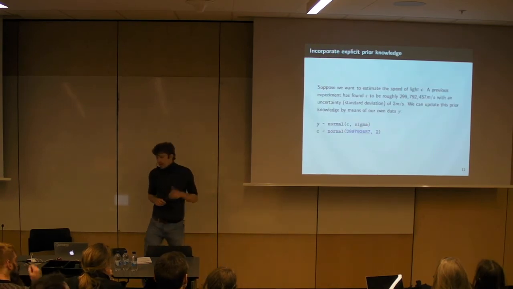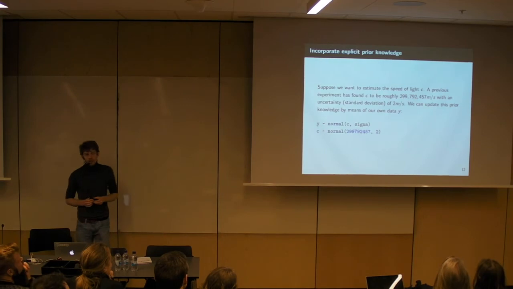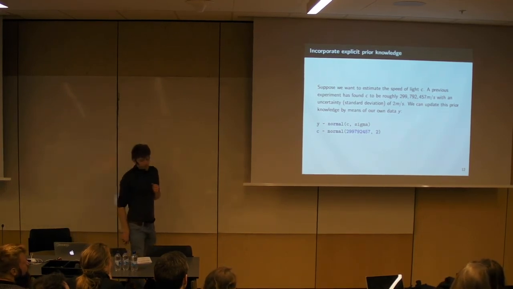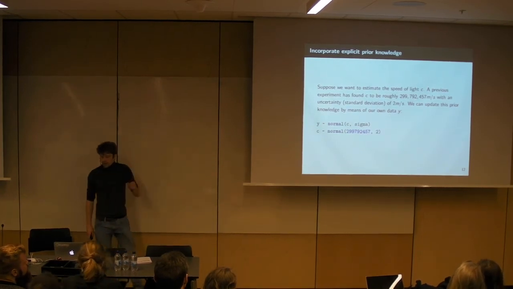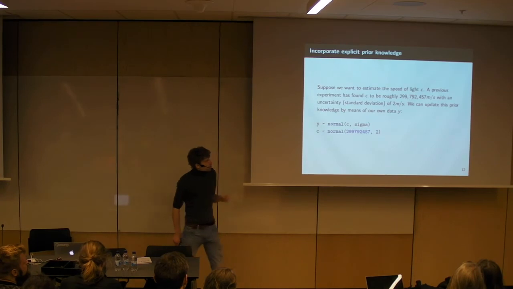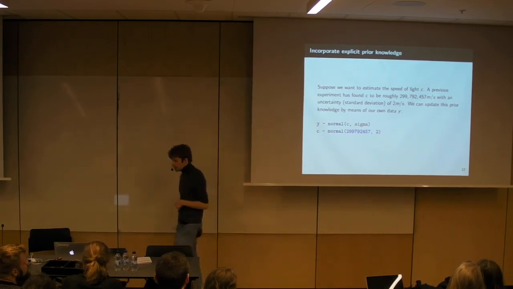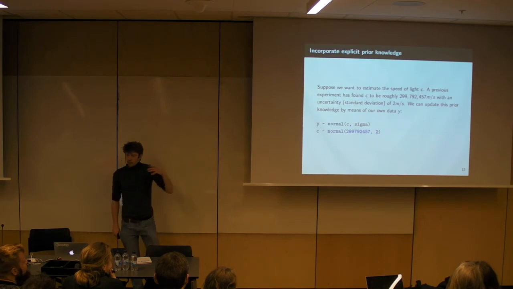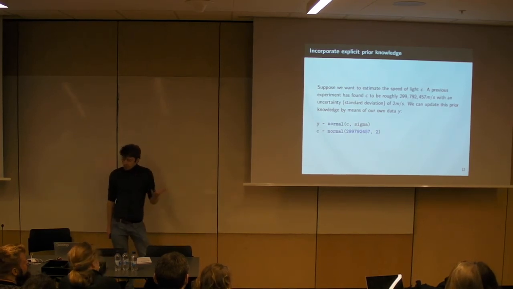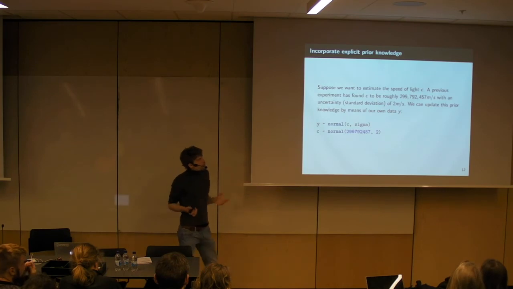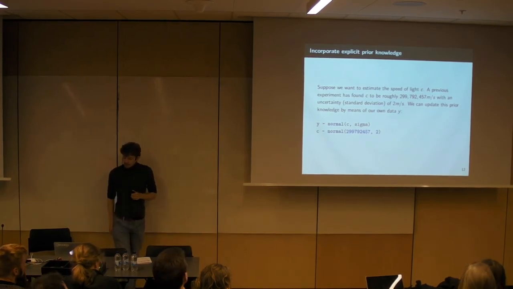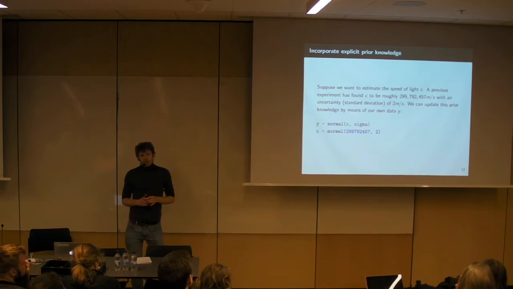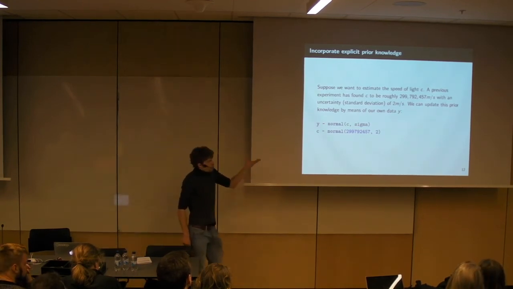Okay, so here's an example of how to incorporate explicit prior knowledge. First goal: suppose we want to estimate the speed of light. A previous experiment has found c, the speed of light, to be roughly 300 million meters per second, or 300,000 kilometers per second. The estimate of the previous experiment came with some uncertainty, and the uncertainty, as a standard deviation, say, is 2 meters per second. So we're pretty close already, but we are not yet at an exact estimate of the speed of light. And the question is, how do we incorporate this prior information? We just use an informative prior.